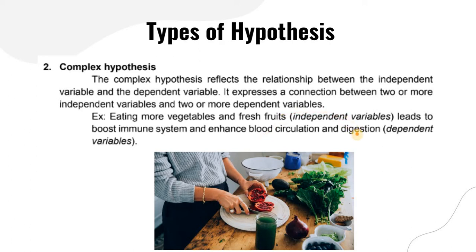So makita nyo, dalawa yung independent variable mo, vegetables and fresh fruits, and then tatlo yung dependent variable mo, which is the boosting of immune system, enhancement of blood circulation, and digestion. Okay, so yan ay isang uri ng complex hypothesis.